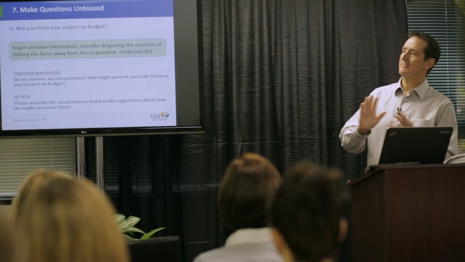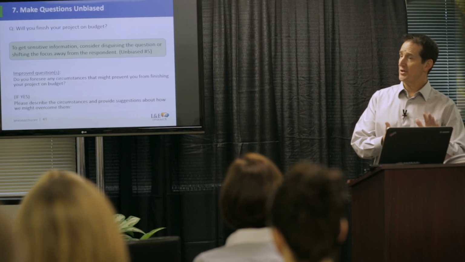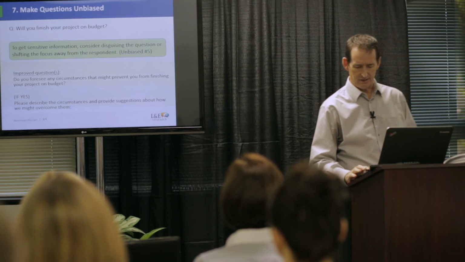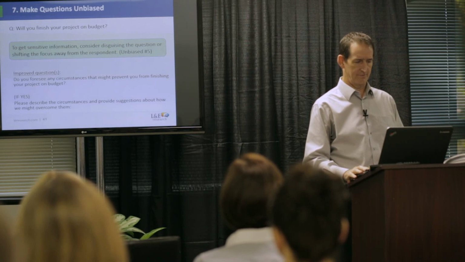Improved question. Do you foresee any circumstances, now we're talking about circumstances, not you, that might prevent you from finishing your project on budget? Well, everyone said yes. And then they wrote in what those circumstances might be. Again, on the questionnaire plan, it's easier to come up with this stuff because they're not writing questions. You're saying, hey, do we want to know what might get in the way? Oh, okay. And then proceed forward.